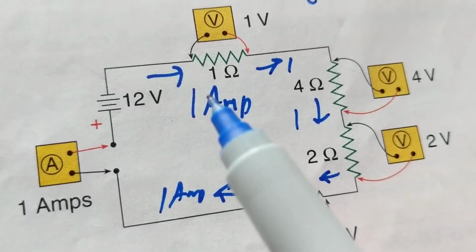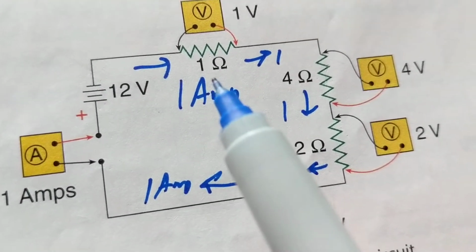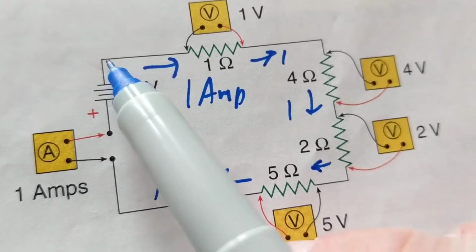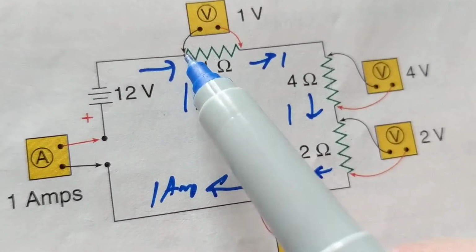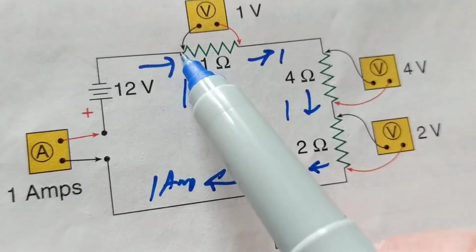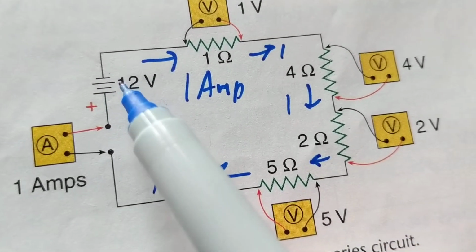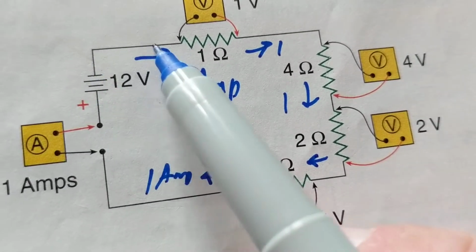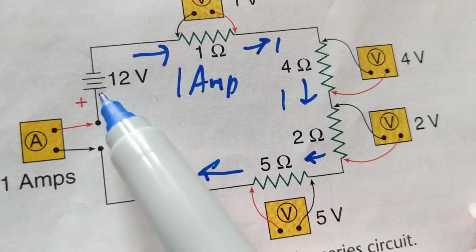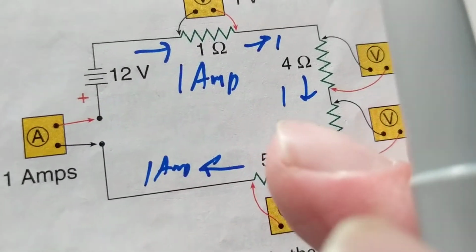Now current does not say, okay, there's an open here, I'll wait over here until you fix the open or change the bulb. Current doesn't do that. It's all or nothing. I have to leave this and get back to the battery.